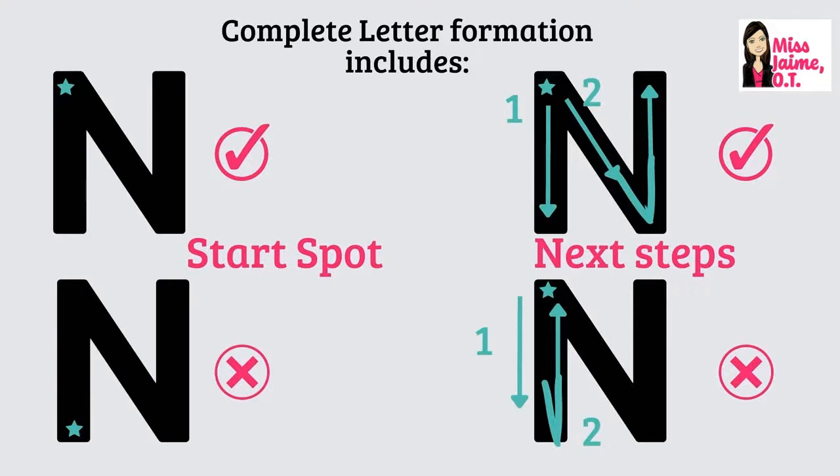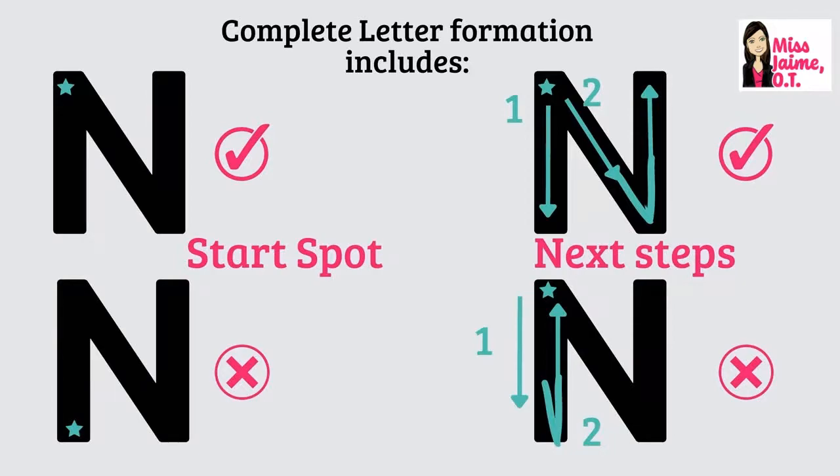But now on the bottom N, the child did the first stroke, the start spot in the right spot, the line down, but rather than picking up their pencil and finishing the letter, they drove back up the line, which, of course, is not the end of the world, but according to letter formations and letter handwriting programs, that is the incorrect movement. So we would mark that incorrect for letter formation.